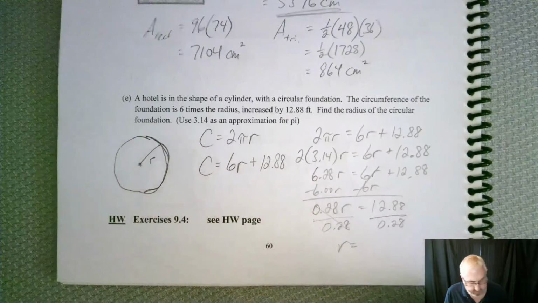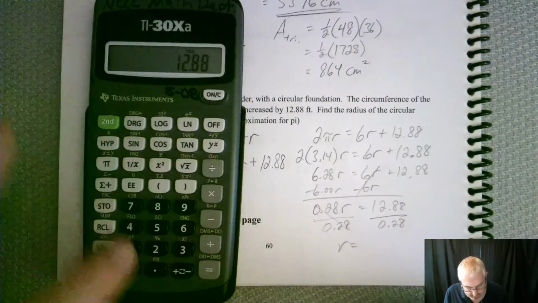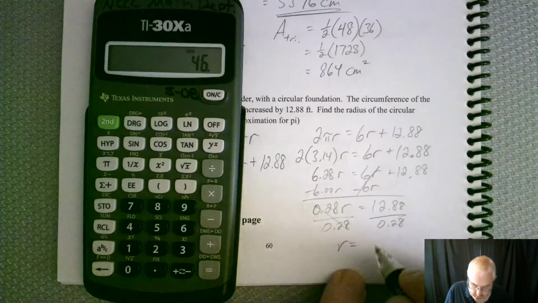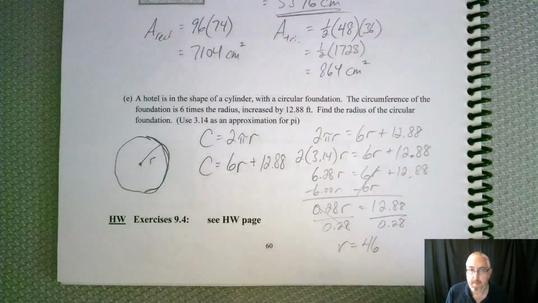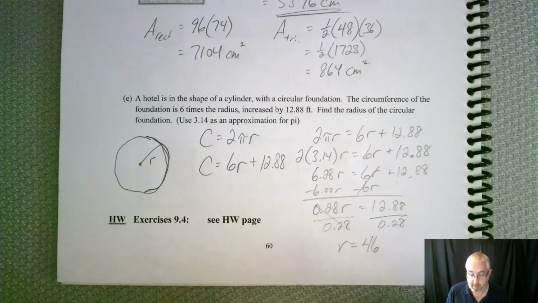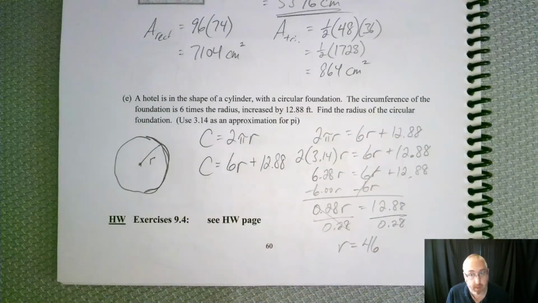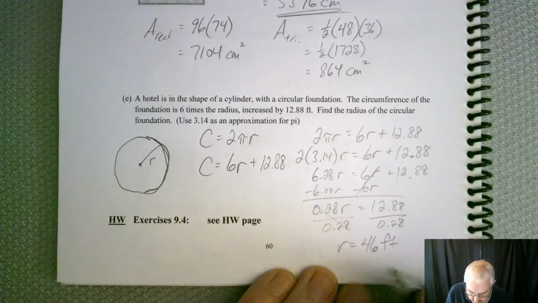So let's see what that divides out to be. Hopefully it's nice. 46. So 46, and then what are the units on that? Because it's just a singular dimension, it's not an area, we don't need the exponent, so it's just going to be in feet. So 46 feet.